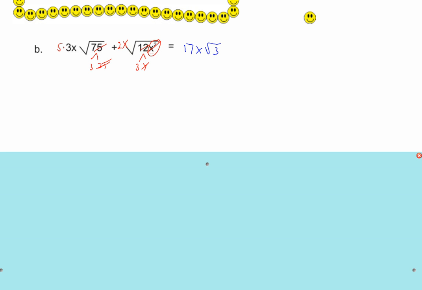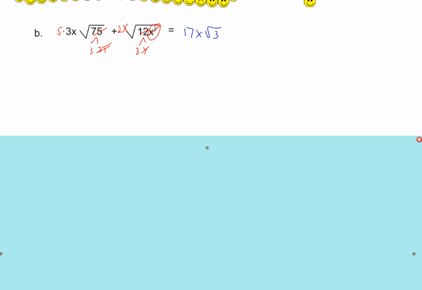Now you have 15x times the square root of 3 plus 2x times the square root of 3. And so we're adding like terms in the process of adding like radicals. And we're adding, not multiplying, so just keep straight what you're doing.